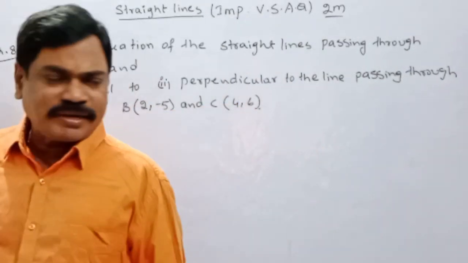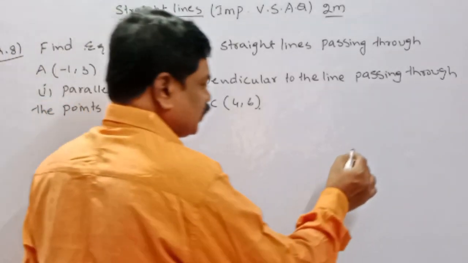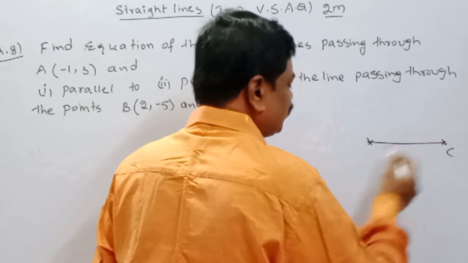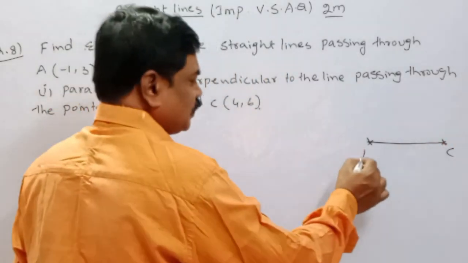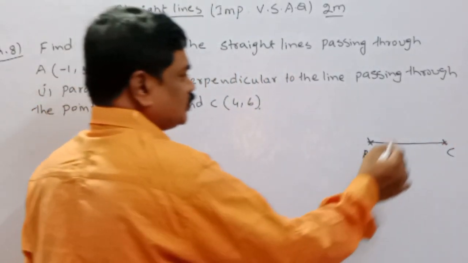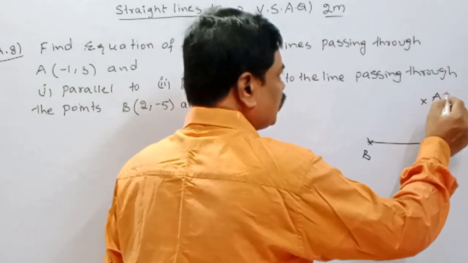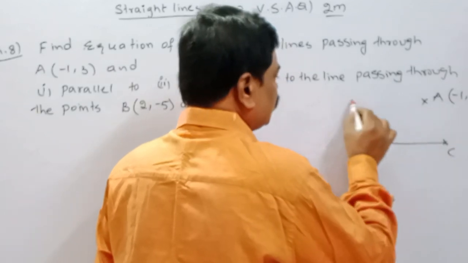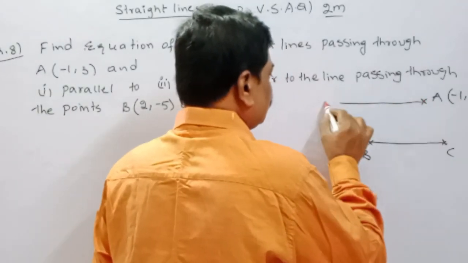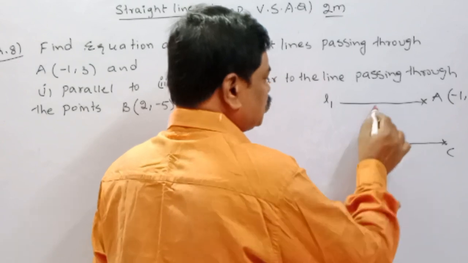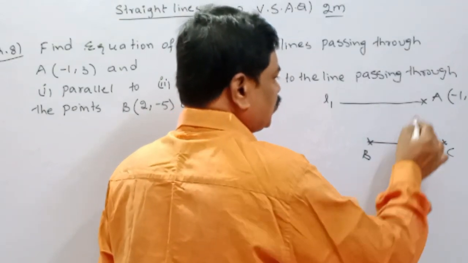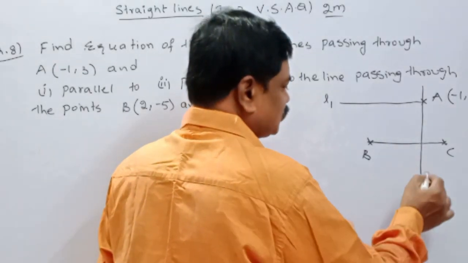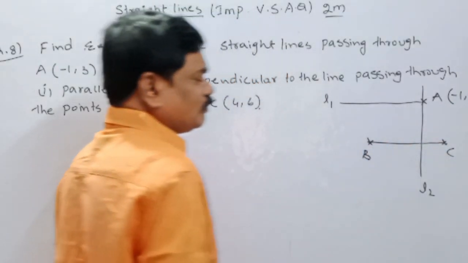You see here we have been given the BC line. This is the BC line and this is the point A, which is (-1, 3). We have to find the line L1, which is parallel to BC, and we have to find the equation of line L2, which is perpendicular to BC.